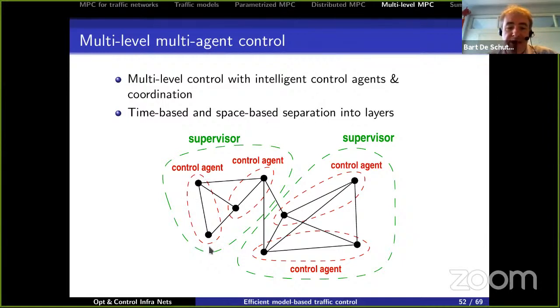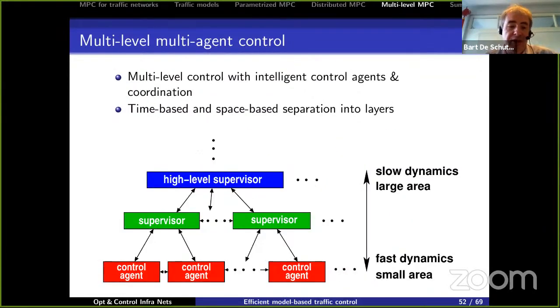And so the space-based separation is that we have divided our network using local control agents. They would typically take care of the local control and act in a quick time scale. For the supervisors, we typically consider larger regions, and they would also interact in a slower way. And then we get the following control hierarchy.